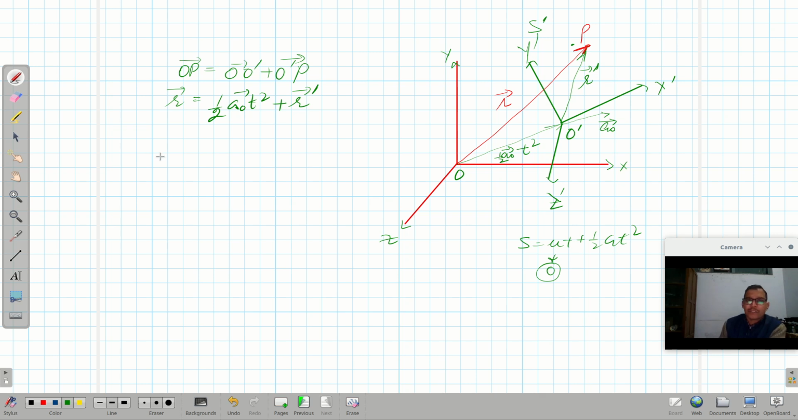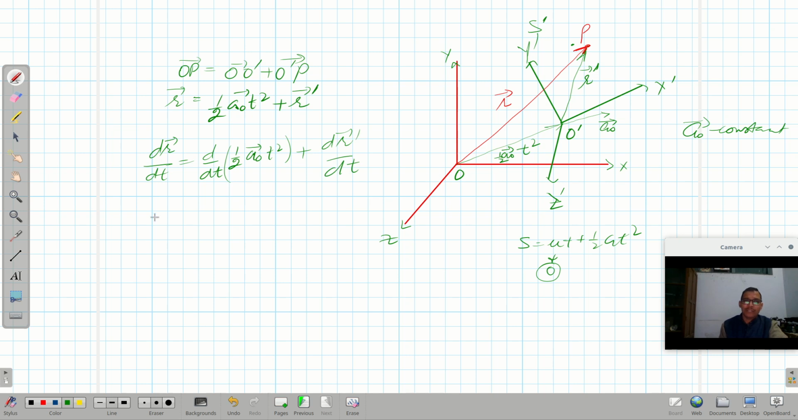Then what does it mean? Because we are interested to find out the force, for the force we need to first of all find out its derivative with respect to time to find out the velocity, and then to find out the acceleration. So let us take a derivative with respect to time. So dr upon dt, so d upon dt of half a naught t square, and a naught is a constant, because this moving frame of reference is moving with the uniform acceleration. So a naught is a constant, plus dr prime over dt.